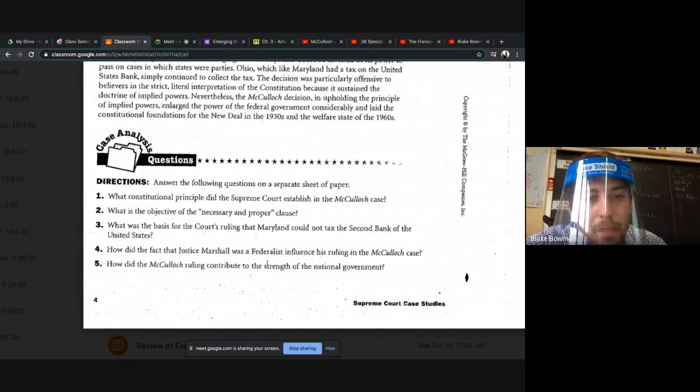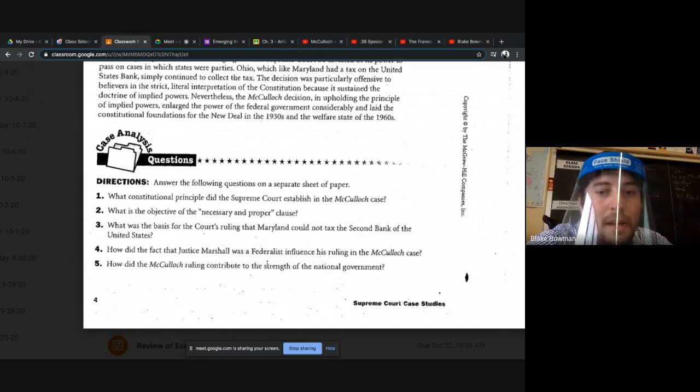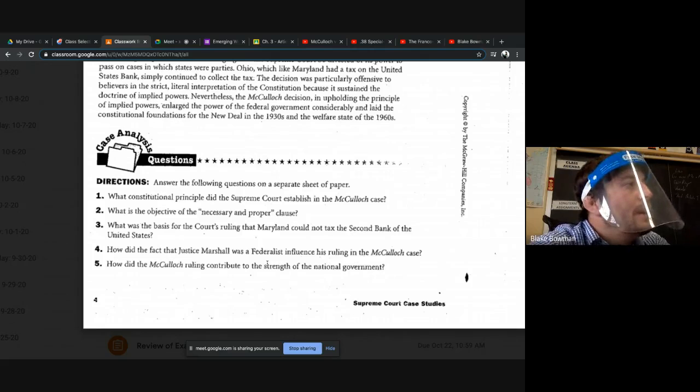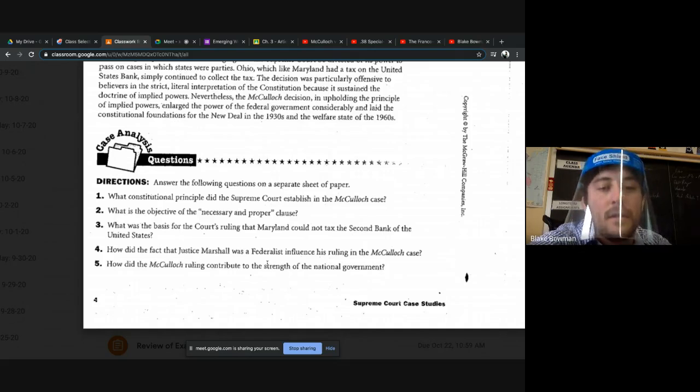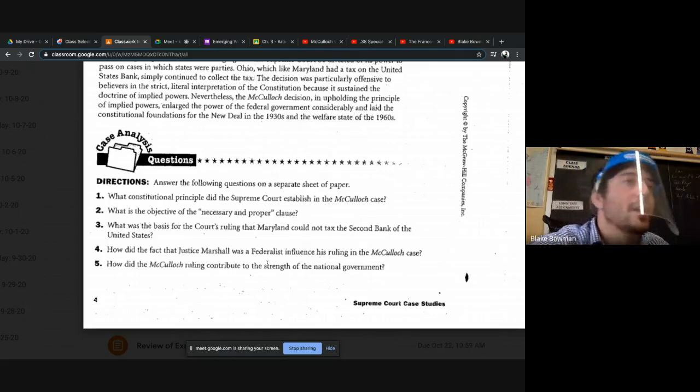All right, good. Two, what is the objective of the necessary and proper clause? What do we have? What do you got, Sarah? I said it was intended to be used by the government constitution to address a specific issue. What is necessary for the government, and it also by powers. Awesome. Yep. Good job.